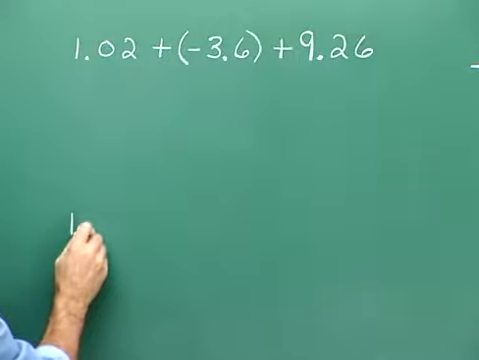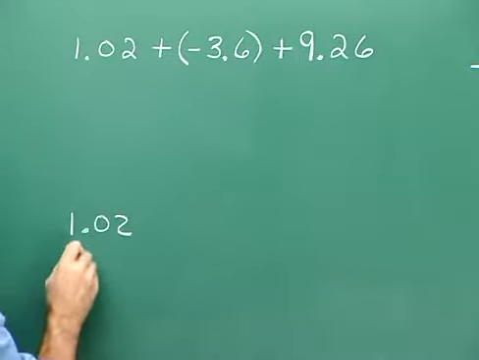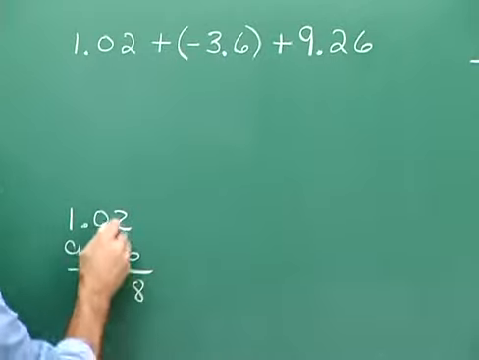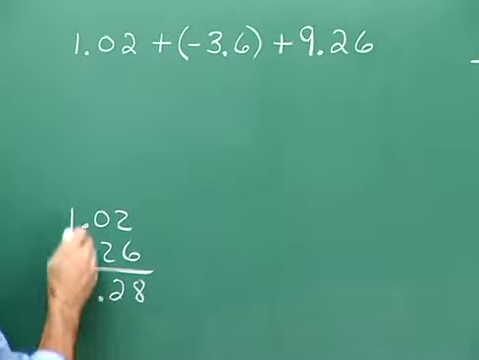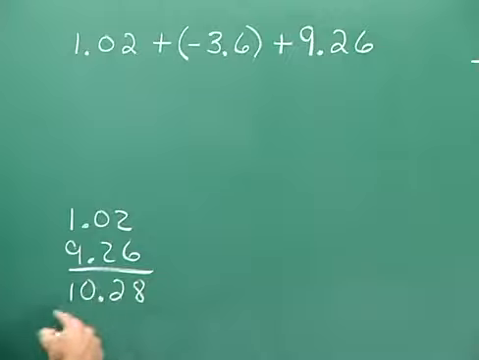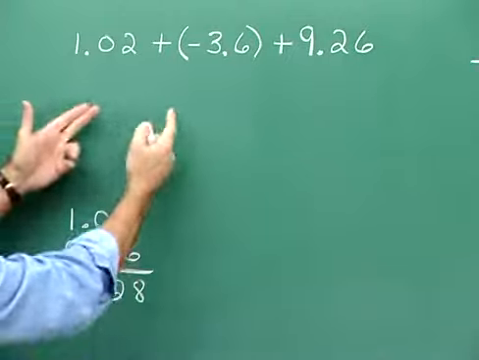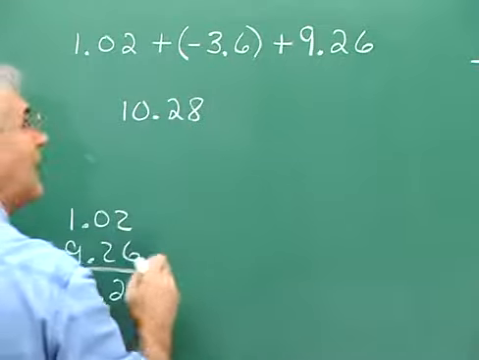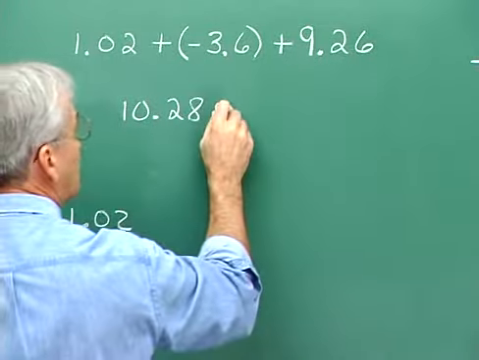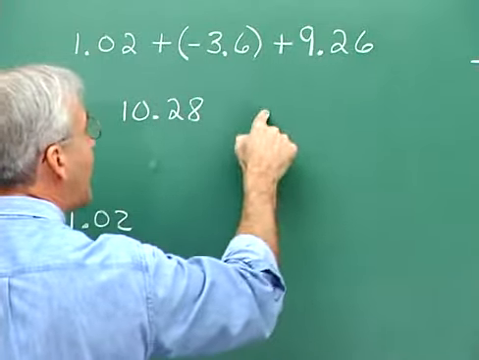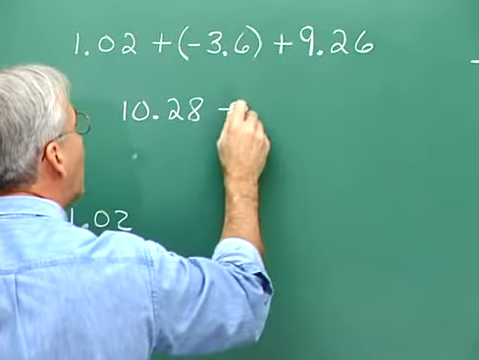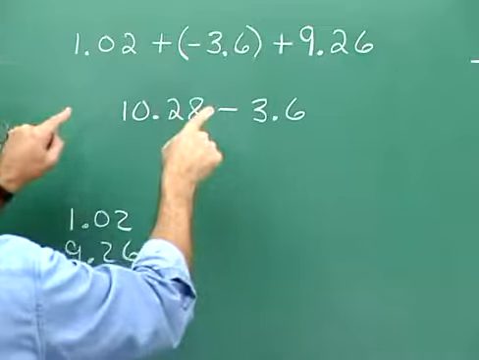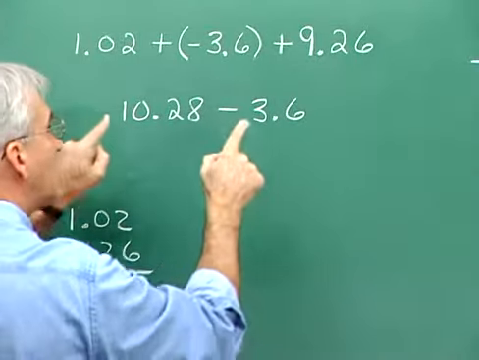This is 1.02, and I'm going to add the 9.26. 6 and 2, 8. 0 and 2, 2. Decimal straight down, 1 and 9, 10. So those two together is 10.28. I'll put that information up here. 10.28. And now I can rewrite this if I want. I can leave it like this, plus negative 3.6, or I can write it as minus 3.6. In either case, I see that the signs are different, and so I'm going to subtract digits.